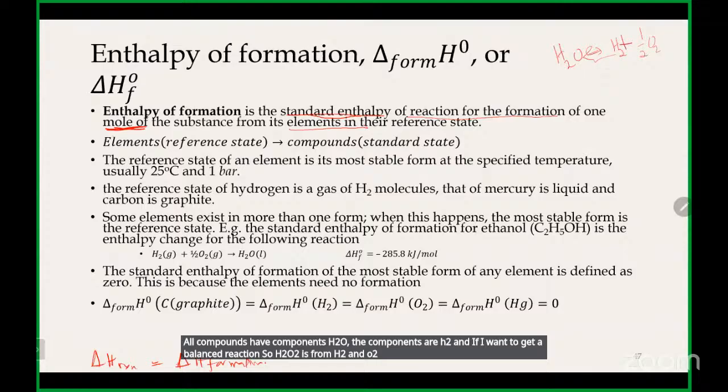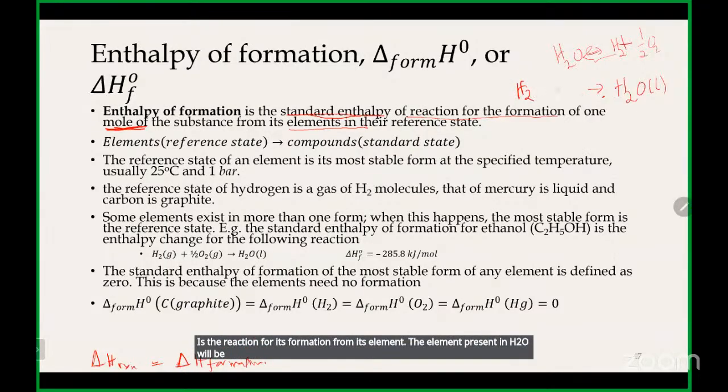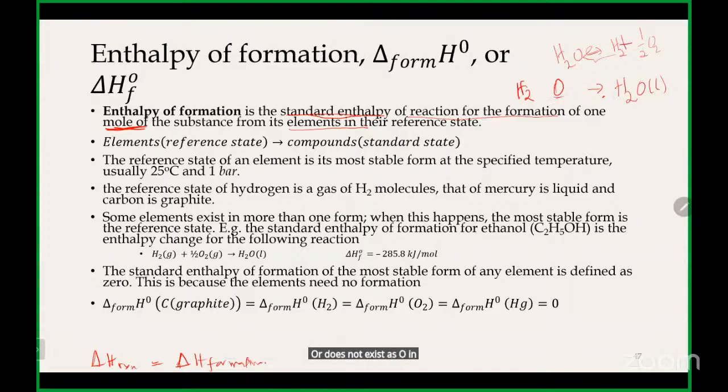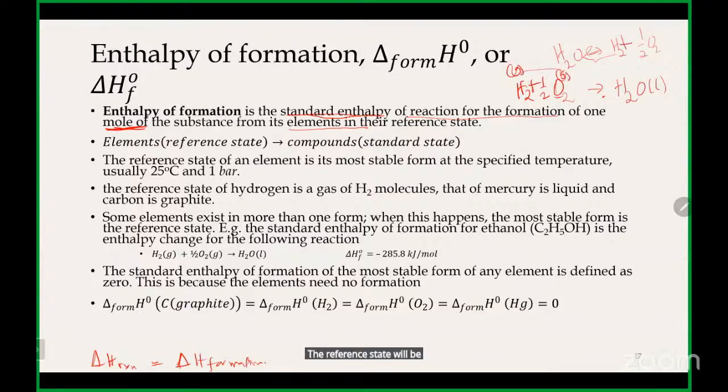So the formation of H2O, the equation for the formation of H2O, whether we are looking at the liquid state or the gaseous state, is the reaction for its formation from its elements. The element present in H2O will be H2. O does not exist as O in its reference state. It exists as O2. So we put half to make the equation balanced. The reference state will be gas for both of them.